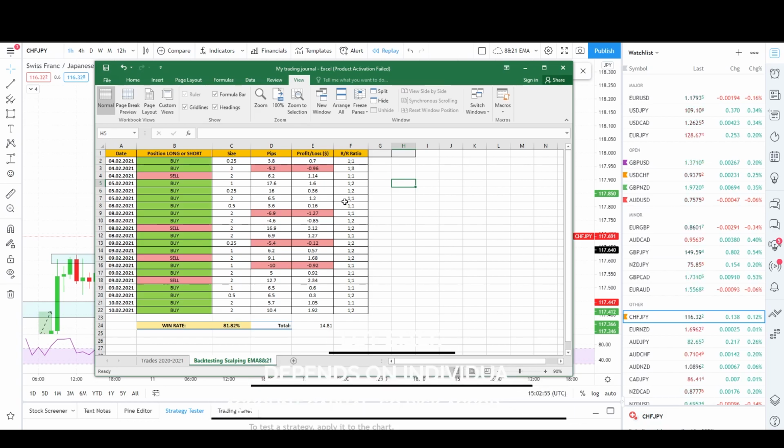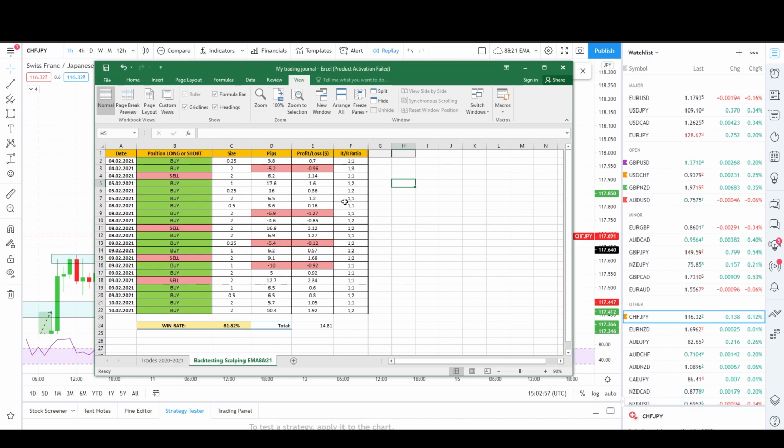As you know, when you're scalping, you're basically in and out of the market constantly. So even scalping and backtesting the strategy within a short period of time, I still managed to make some profits. So $14.81 is not that bad. I know it's not many trades, but it proves to me that the strategy has an 81% winning rate, which is quite good.